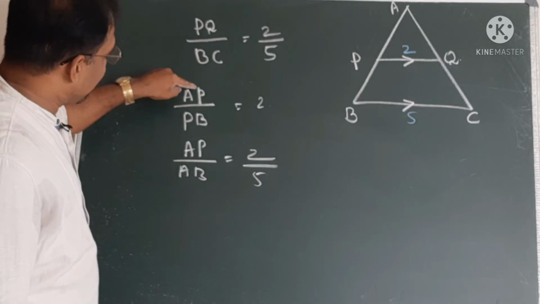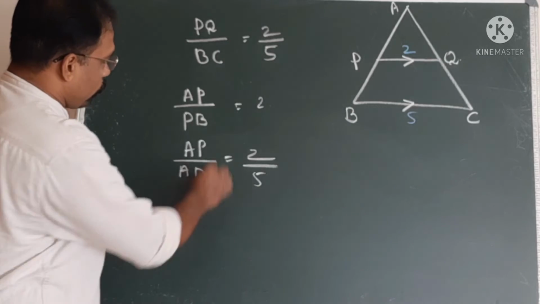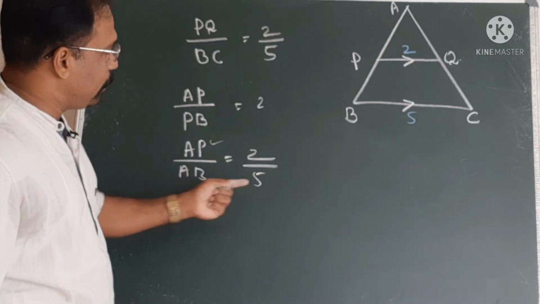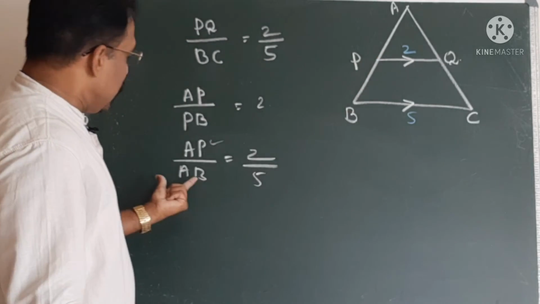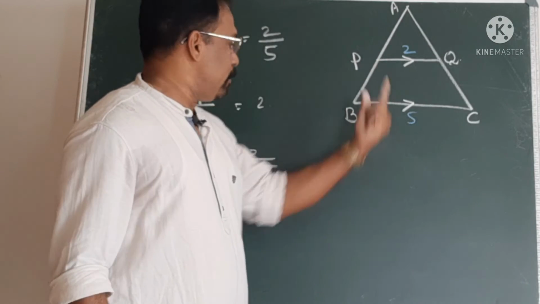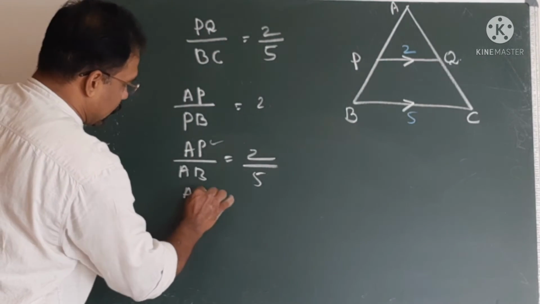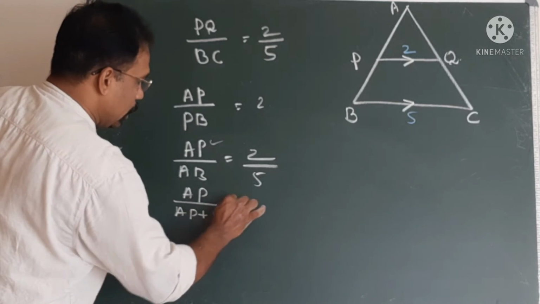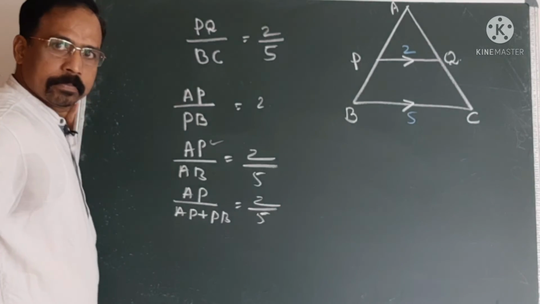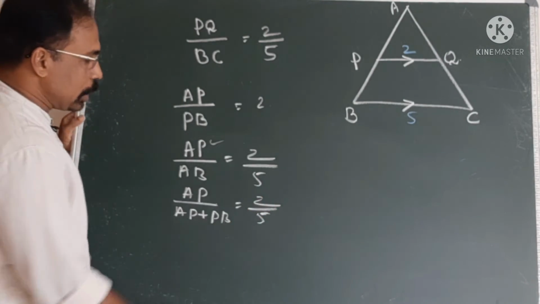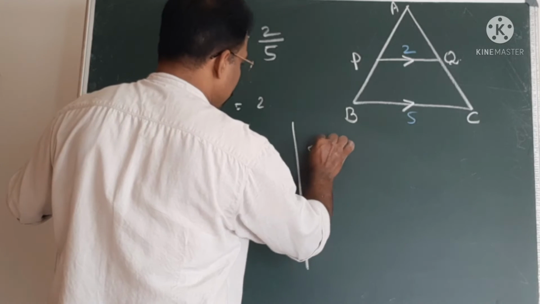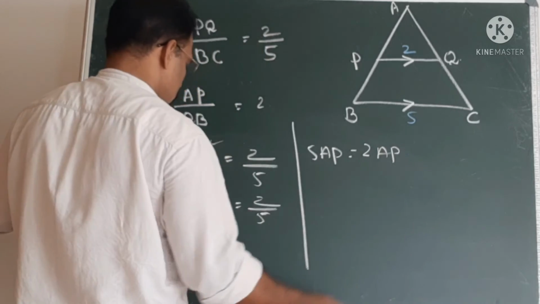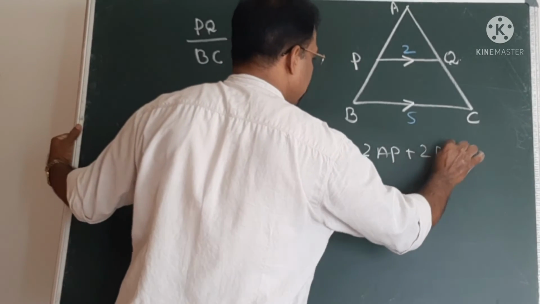What we have to find out? AP by PB. So, we got the numerator, we have to find out the denominator. AB can be written as AP plus PB. So, it can be written as AP divided by AP plus PB is 2 by 5. So, let us do the cross multiplication. So, it is 5AP is equal to 2AP plus 2PB.